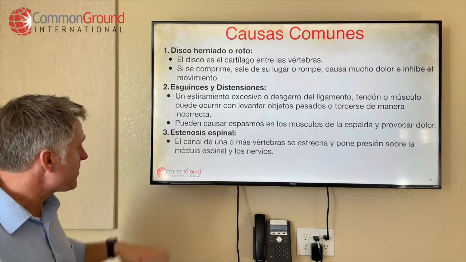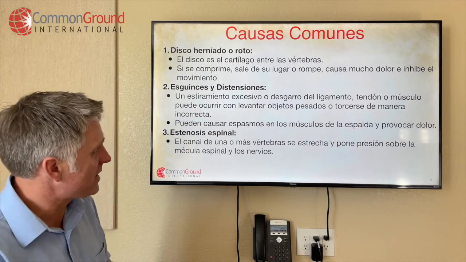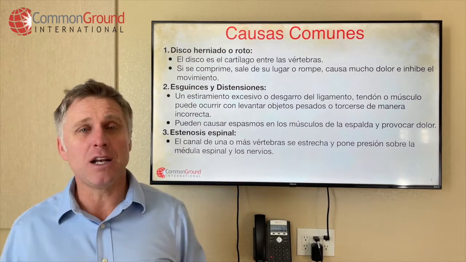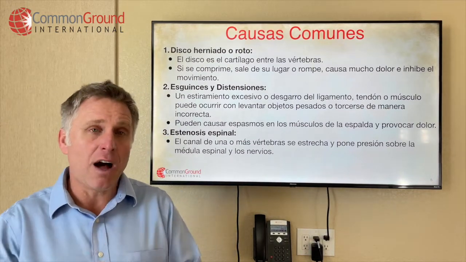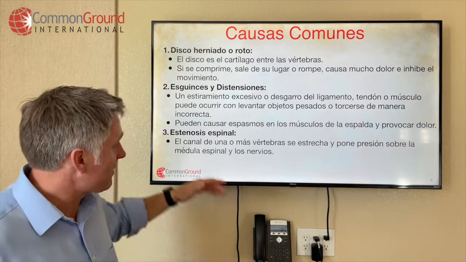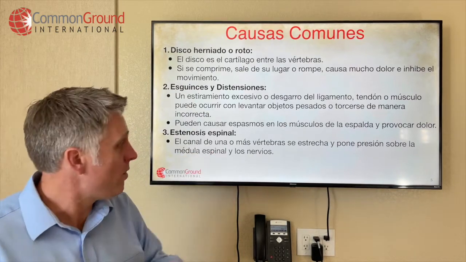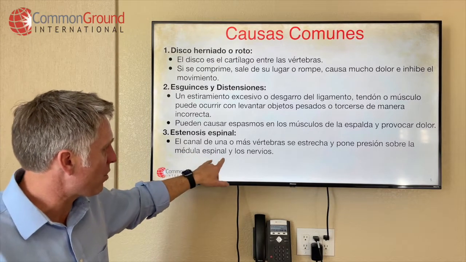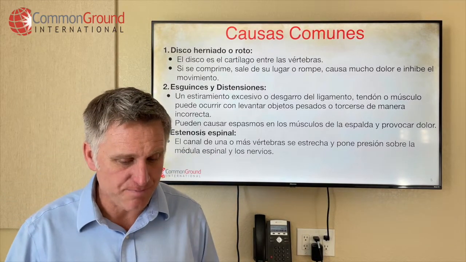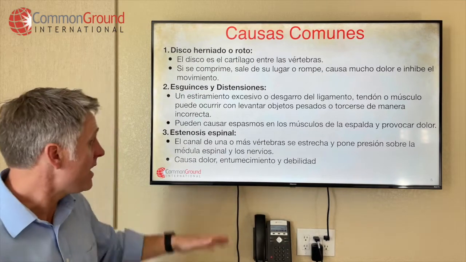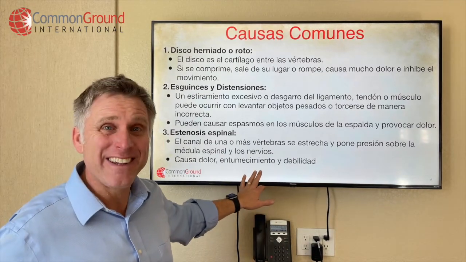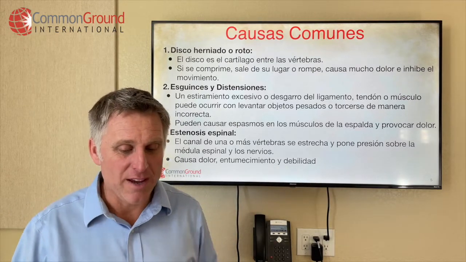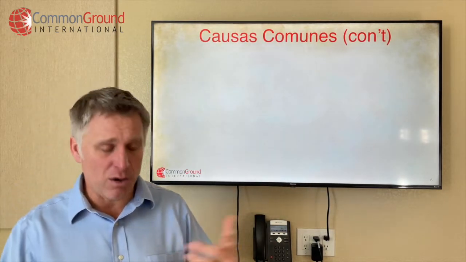Estenosis espinal. El canal de una o más vértebras se estrecha y pone presión sobre la médula espinal y los nervios. So the canal of one or more vertebra se estrecha, gets narrow, y pone presión, and puts pressure on the spinal cord, y los nervios, and the nerves. Causa dolor, causes pain. Entumecimiento, what was that one again? Numbness. Y debilidad, that one? Weakness. Okay, all right, let's continue with otras causas comunes.